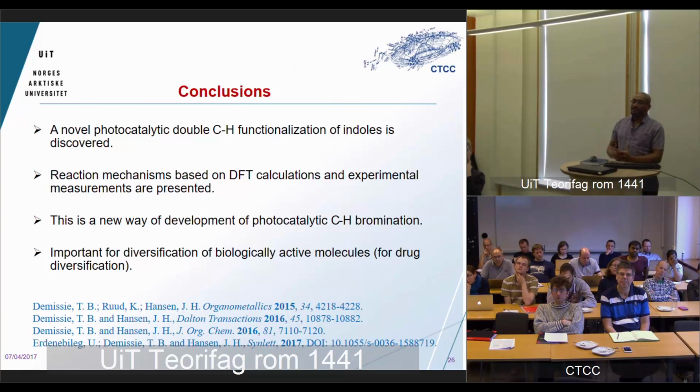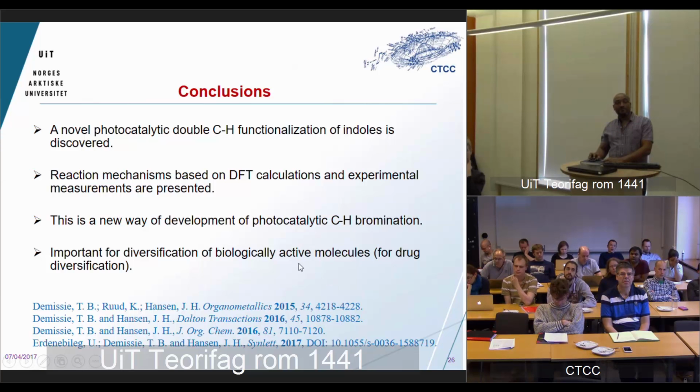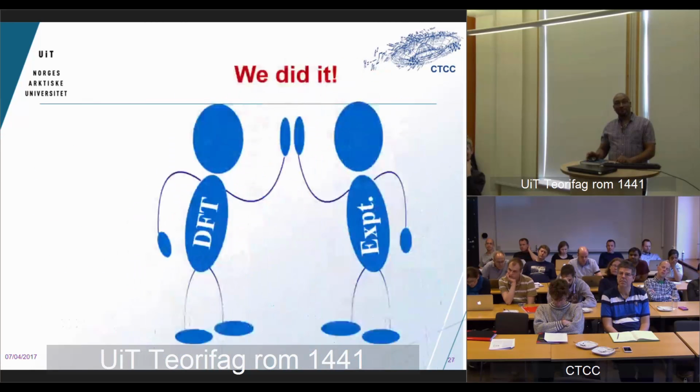good way of further functionalizing biologically active compounds, because as I told you in the previous slide, once you have this brominated compound, you can easily use the most commonly used organic reactions like the Grignard reaction in order to further functionalize the compounds, most importantly biologically active compounds. So it is a nice tool for diversification of this kind of biologically active compound, or for drug diversification. So that is what we used, and we did it.